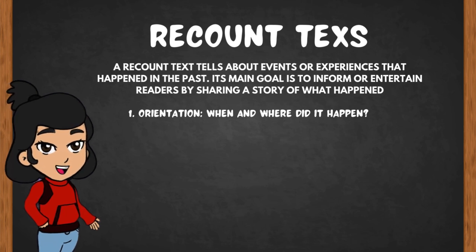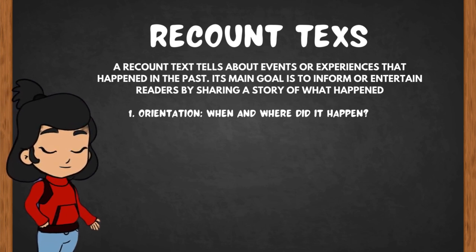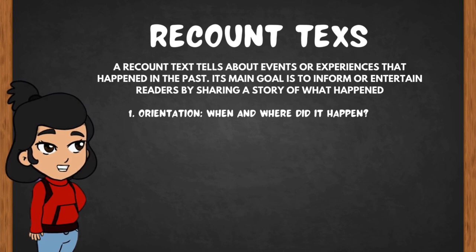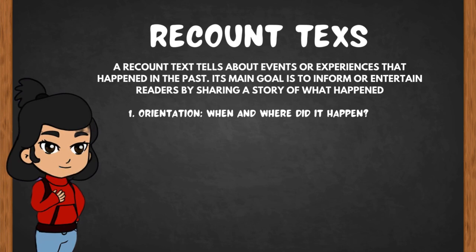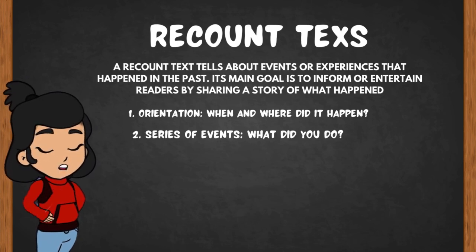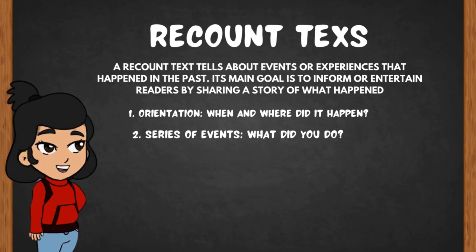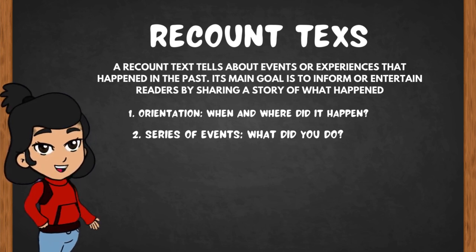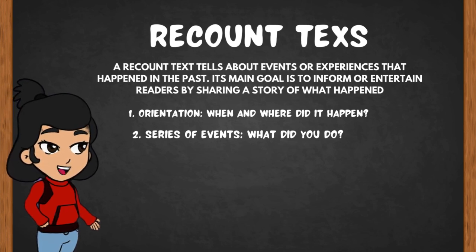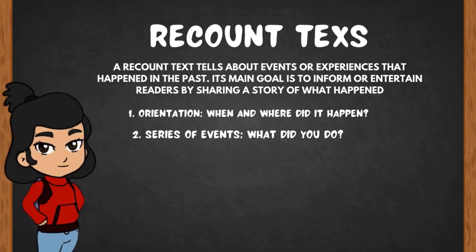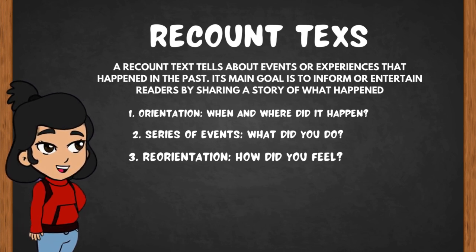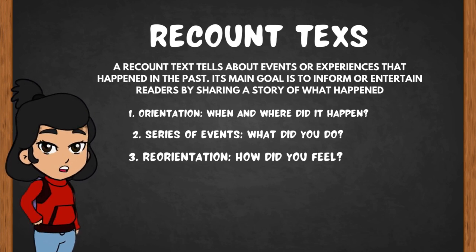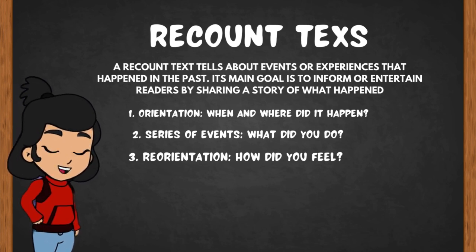1. Orientation. This is the introduction. Tell us what happened, when, and where. For example, last year, I celebrated Independence Day with my family. 2. Series of events. These are the main details, step by step. Like, we joined a parade, watched a flag-raising ceremony, and had fun games. 3. Reorientation. This is your conclusion. How did you feel? For example, it was a wonderful and unforgettable day.